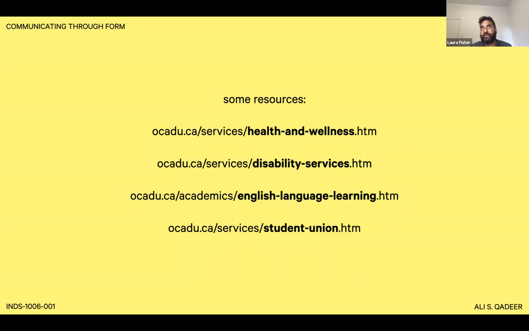Disability Services is here to help ensure that you have maximum access to the tools to learn for students. English language learning is great for English language learners and international students who might need a little help if they're struggling with language. And lastly, OCAD students are entirely represented by a group of your peers known as the OCAD Student Union. And they provide a number of services, both digital and physical, in space when we all return to spaces eventually.